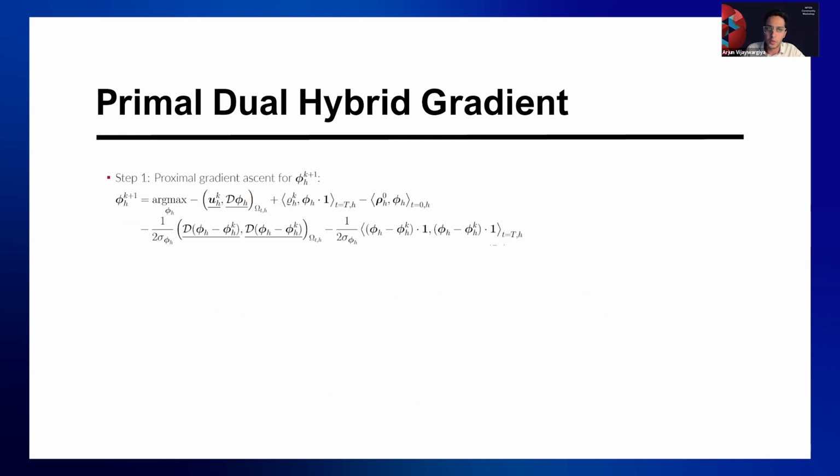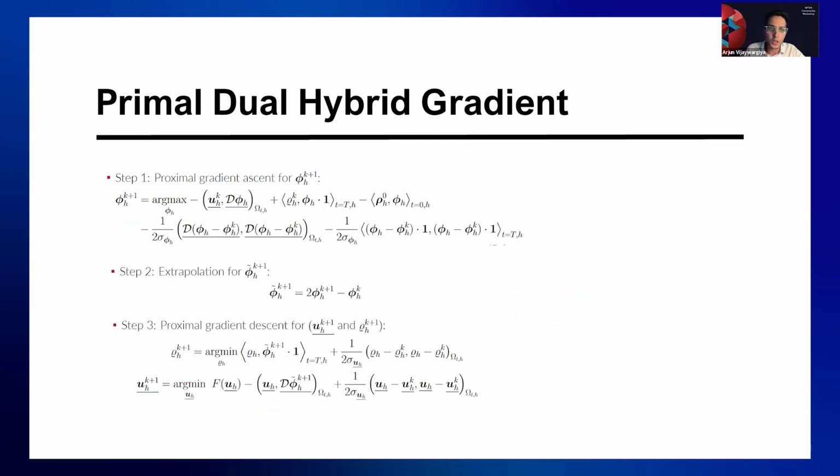The first one is a proximal gradient ascent for the Lagrange multipliers. The second one is a simple interpolation, and the third one is a proximal gradient descent for the physical variables. We just alternate between these until a certain convergence criterion is met. What's so cool about our framework is that the first step turns out to be a simple Poisson solve for each Lagrange multiplier. It has some cross terms, so we do a Gauss-Seidel type splitting to break them, and then sequentially solve for each Lagrange multiplier. The second step is a simple pointwise update.